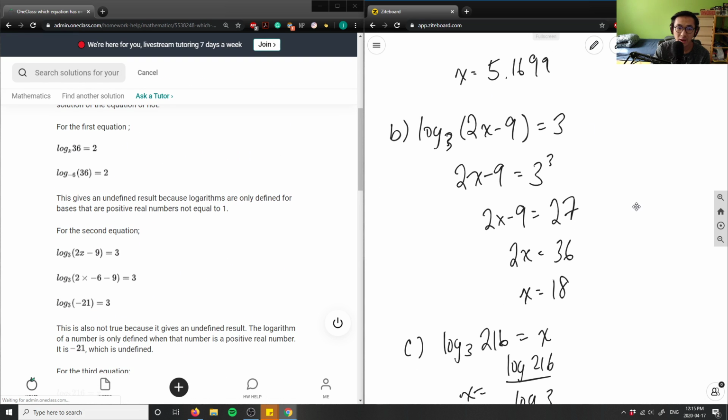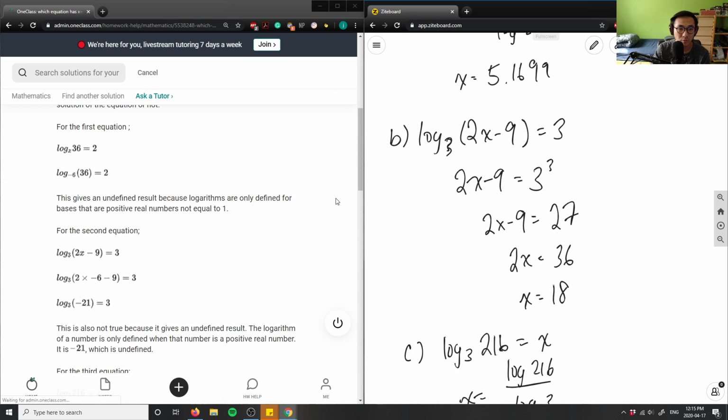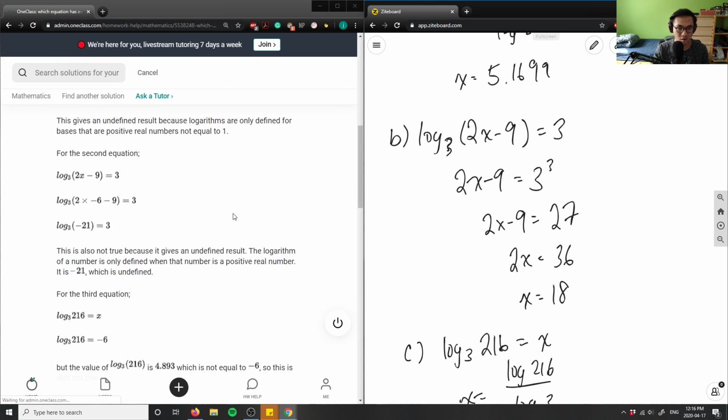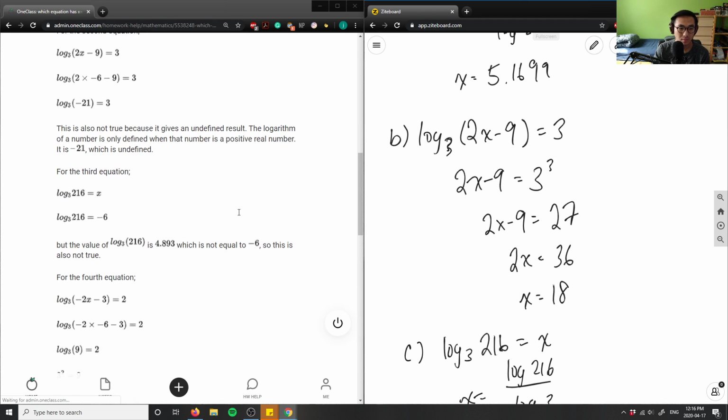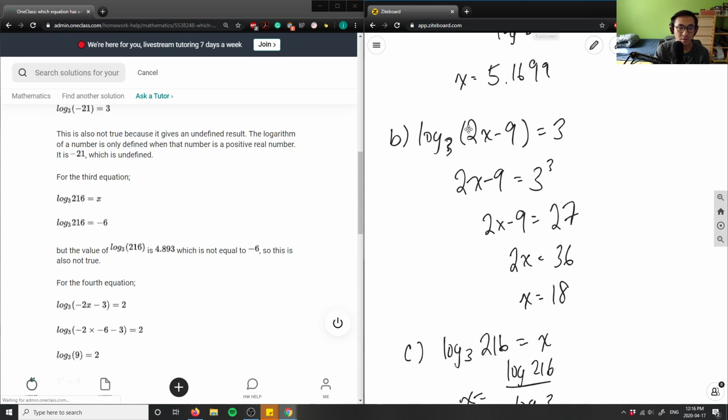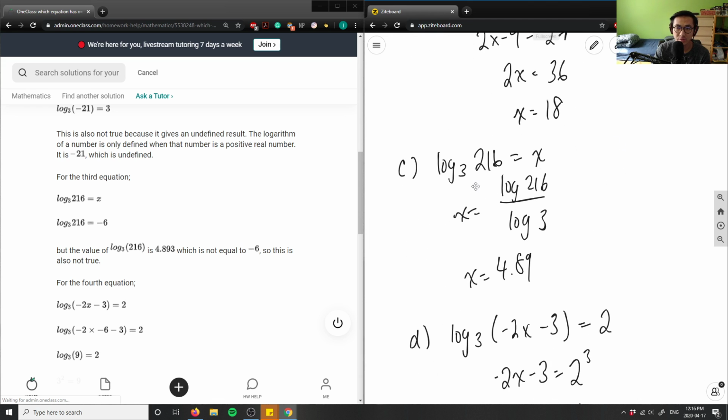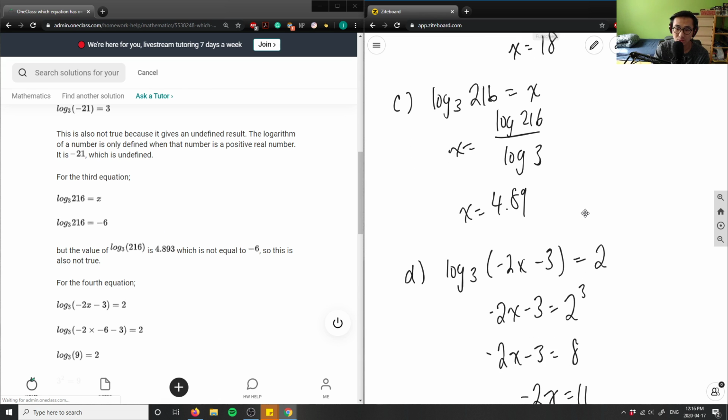B here, this says if you plugged in -6 for this x value here, you would get log base 3 of -21, right? So -12 minus 9 is -21. And this here is not true, right? Log base 3 of -21, again you're into a math error, because you cannot take a log of a negative number. And then I have the third option here, log base 3 of 216. If you plug that in, here it is 4.89, right? Like we did here. So this one is wrong here.